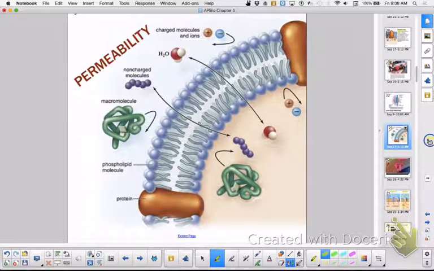Say hi. Hi. All right, and we're going to talk about permeability. The permeability of the plasma membrane: the first thing you want to know is only certain molecules can pass through. You shall not pass. Sorry, little Lord of the Rings reference. Okay, only certain molecules can pass through.